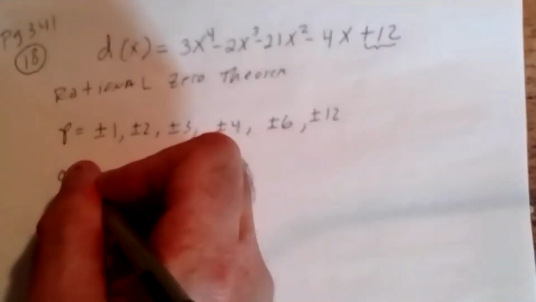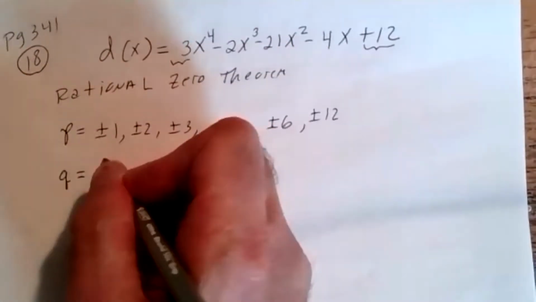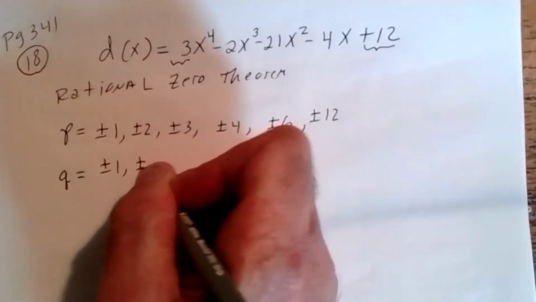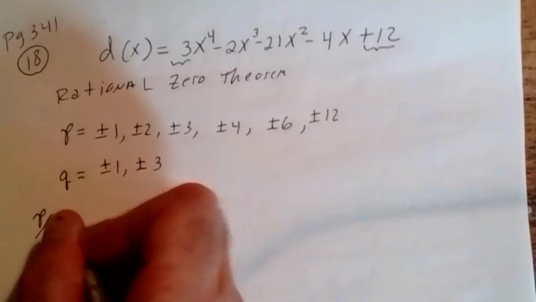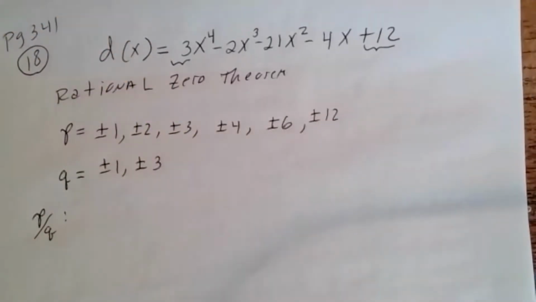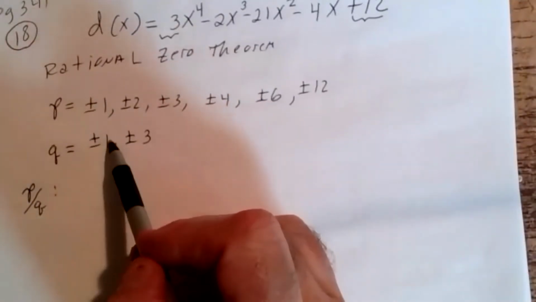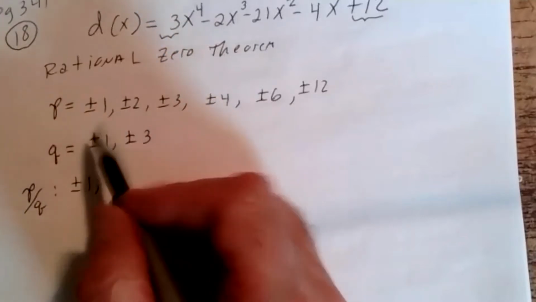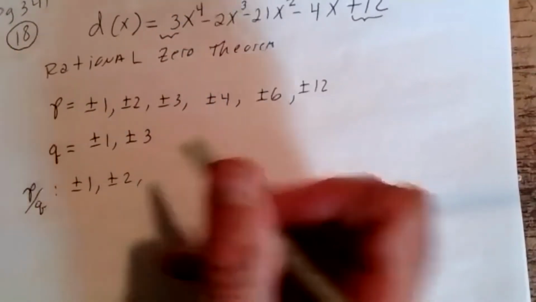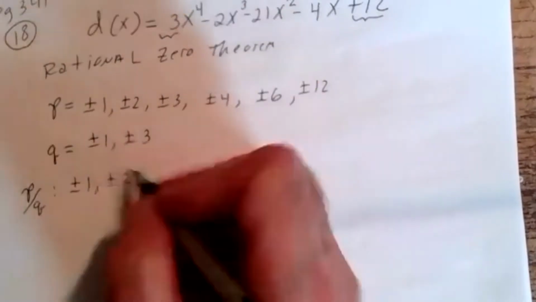What are all the factors of the leading coefficient? That'll be my Q list. What's all the factors of 3? Positive negative 1 times positive negative 3. Now we can form our P over Q list, which gives us the list of potential rational zeros of this polynomial function. So we could have positive or negative 1 divided by positive negative 1, which is positive negative 1. Positive negative 2 divided by positive negative 1, which is positive negative 2. In fact, all of these divided by positive negative 1 is just going to duplicate the P list.